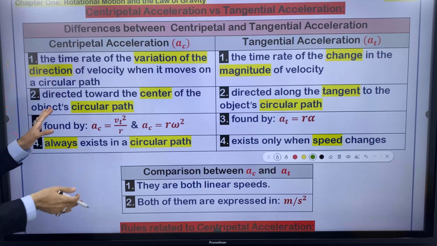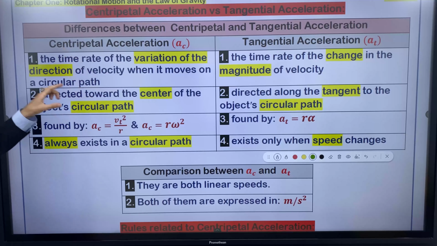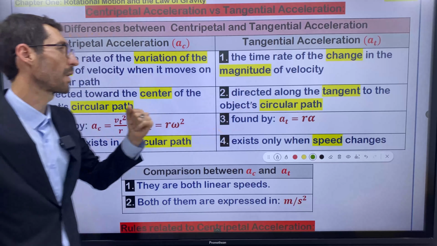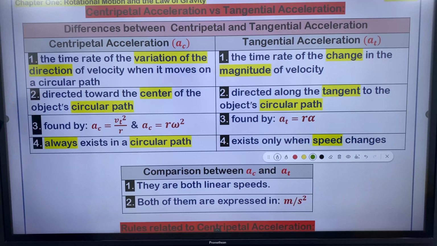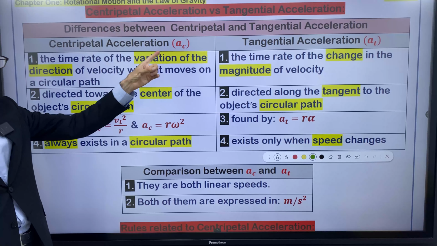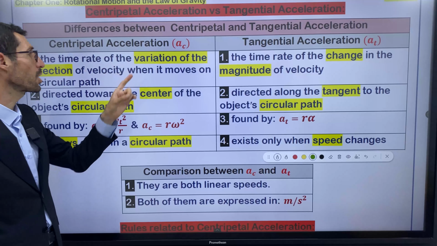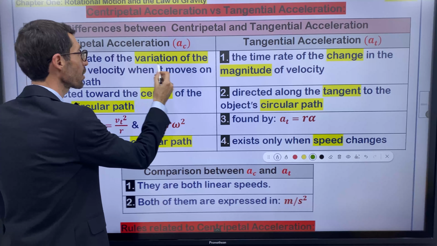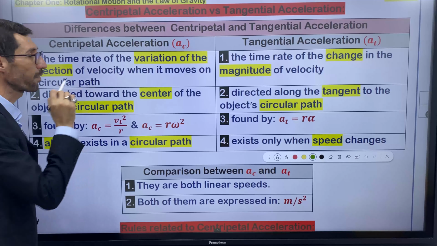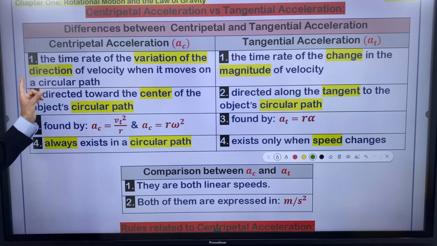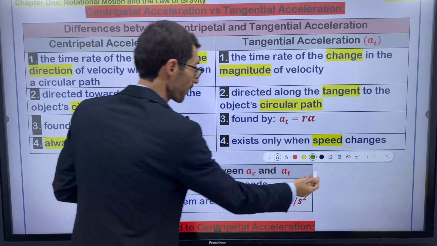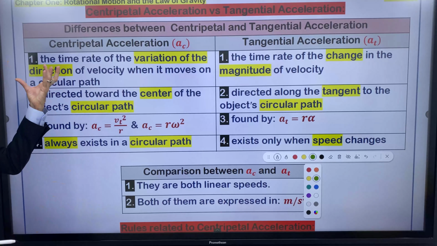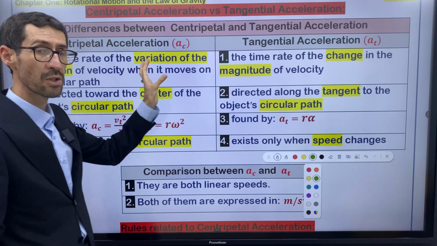So this column is dedicated for AC, and the right part of this table is dedicated for AT or tangential acceleration. For centripetal acceleration or AC, I can say the time rate of the variation of the direction of velocity when it moves on a circular path, right? Variation means change. So this is the first one, just write the definition of centripetal acceleration.